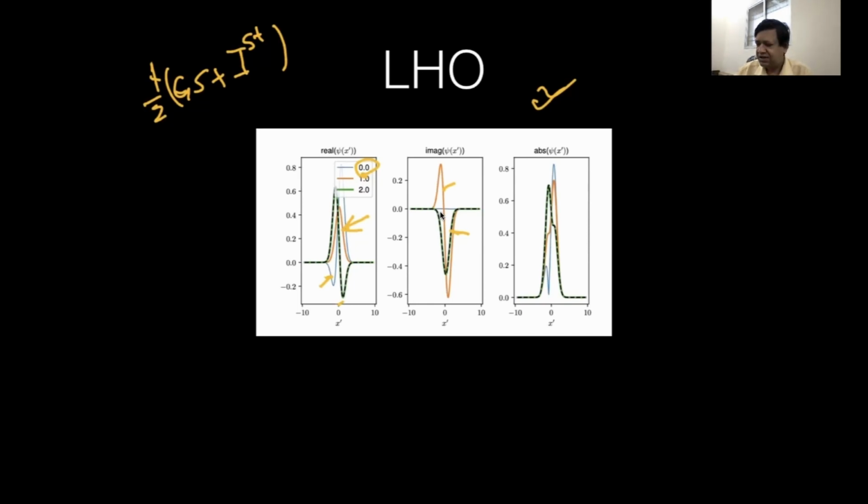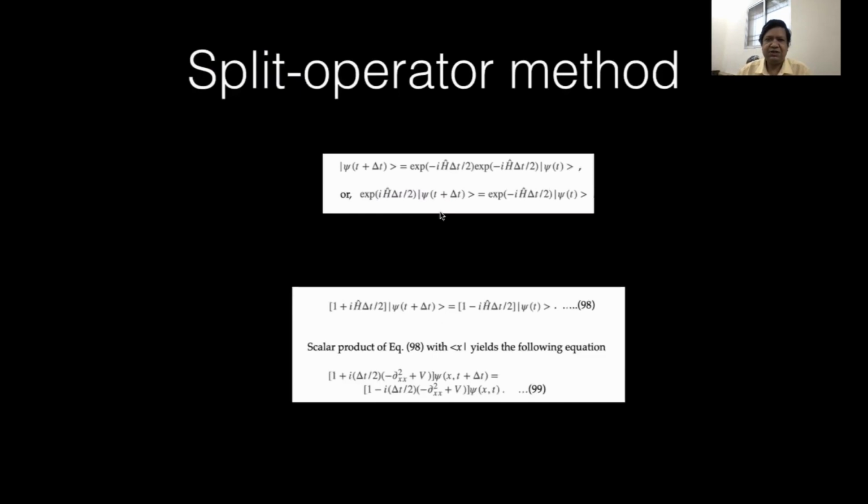Okay, now quickly the split operator method. Remember we have psi at t plus delta t is the exponential of minus iH delta t acting on psi at t. Okay, so we can rewrite this as this.